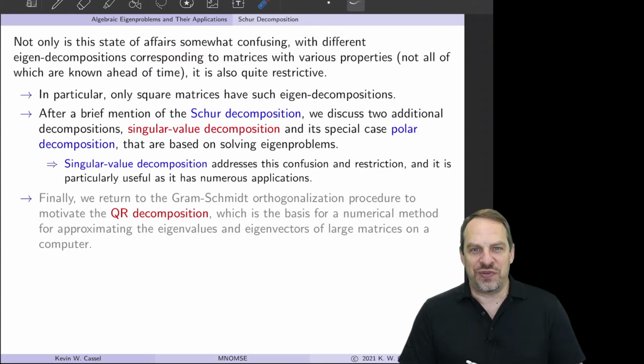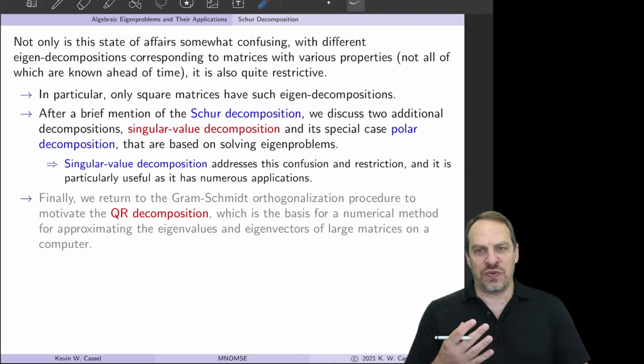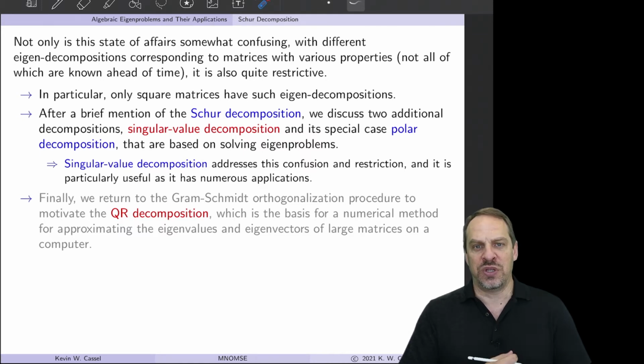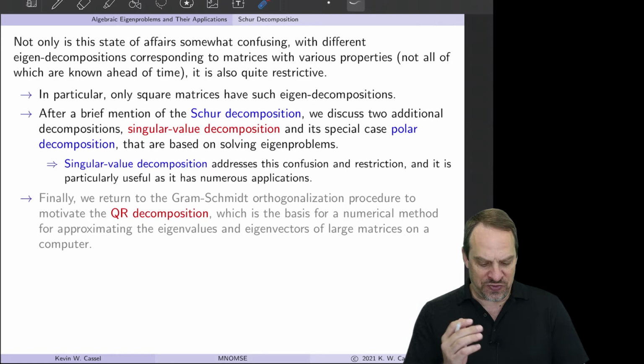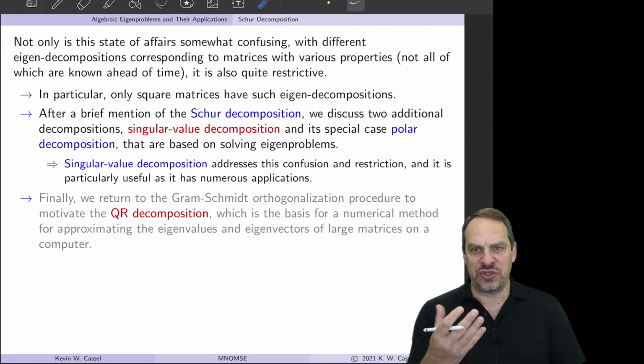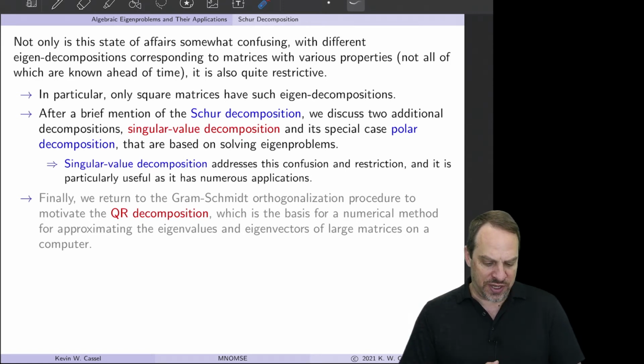As you can see, this state of affairs is a bit confusing, first of all, and in some ways not terribly helpful, because in order to know which of those three decompositions to use, we need to do some additional analysis. We need to know something about the eigenvalues, for example, in order to know which of those decompositions is going to apply. So that's somewhat unsatisfactory in terms of a decomposition. We'd like it to be as general as possible.